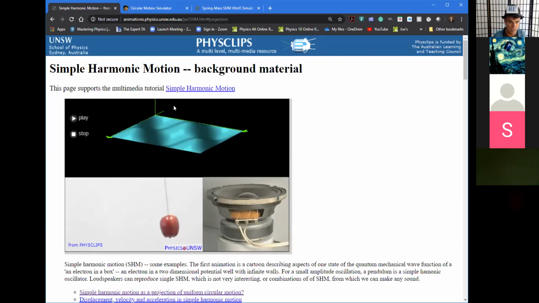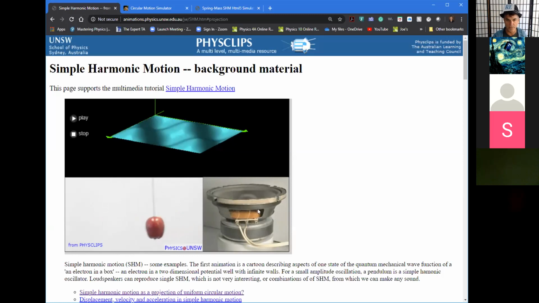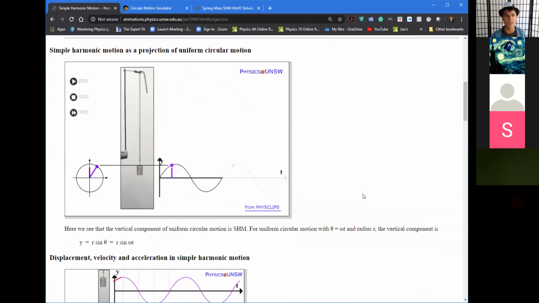Up at the top, if you were to hit a drum and look at the membrane of the drum, it will oscillate up and down in simple harmonic motion. Or even a speaker, as this thing is moving up and down, it is oscillating in a very periodic way, obeying simple harmonic motion. And one of the things I'm going to go through in a second, which is really cool, is there is a relationship between simple harmonic motion and circular motion.